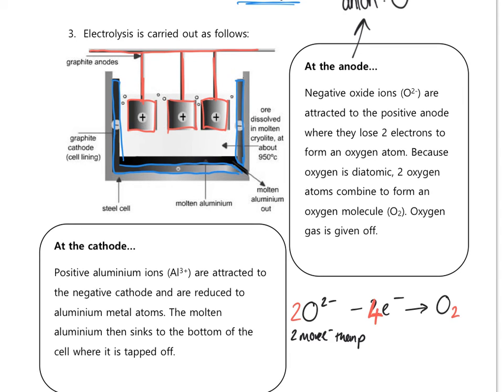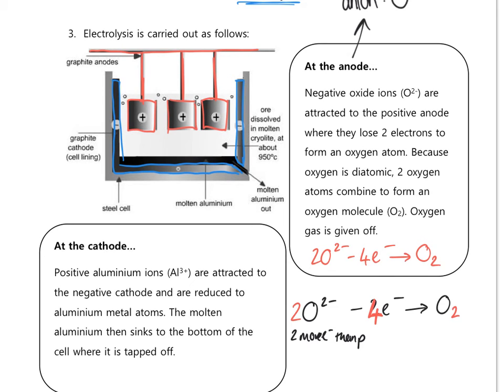2 from each of the oxide ions. And so this is actually our half equation for what happens at the anode. We've got 2 oxide ions losing 2 electrons each, so that gives us a total of 4 electrons, reacting to give us our oxygen molecule. So it's a little bit more of a complicated half equation, but just build it up.